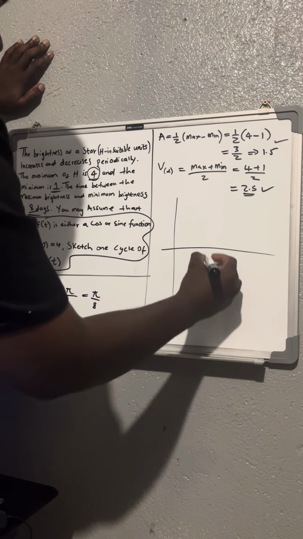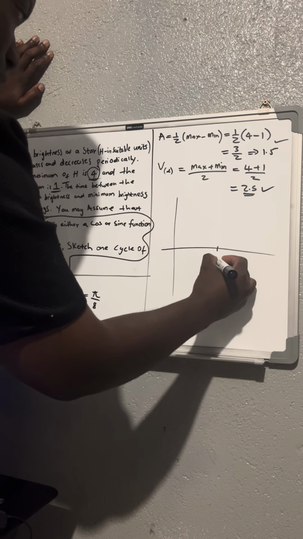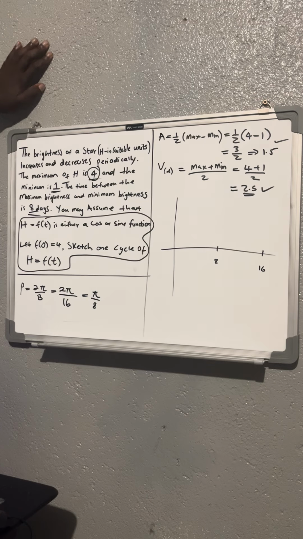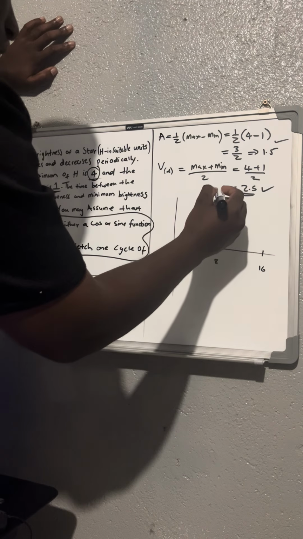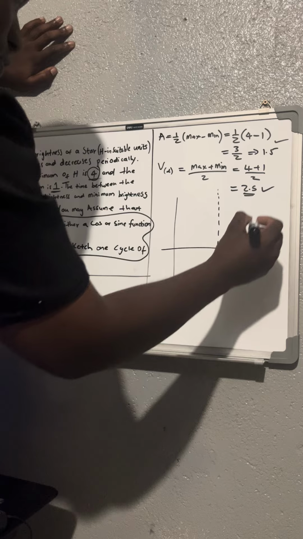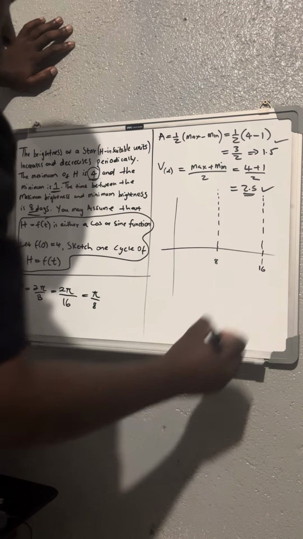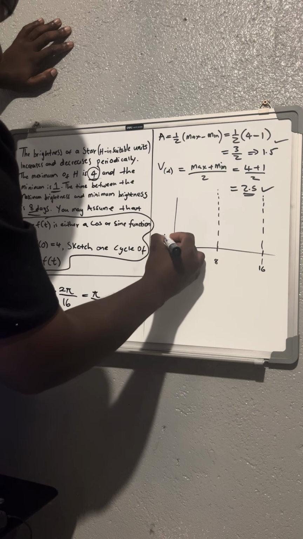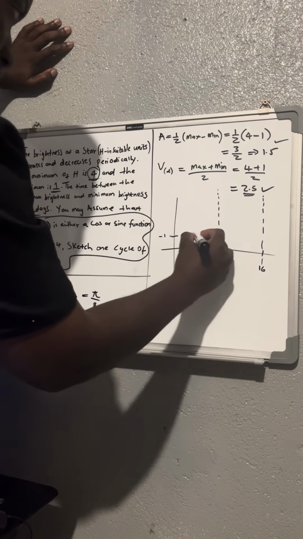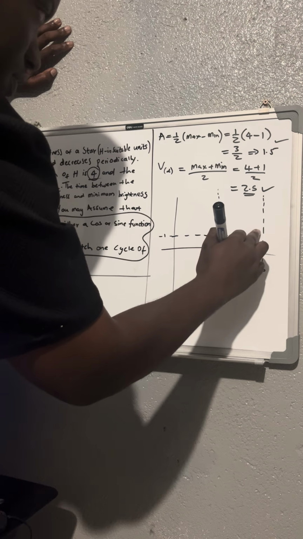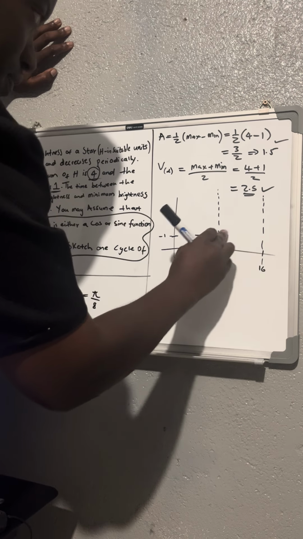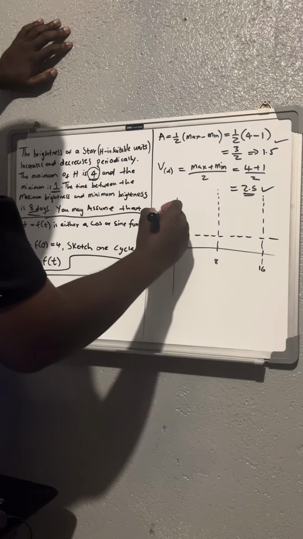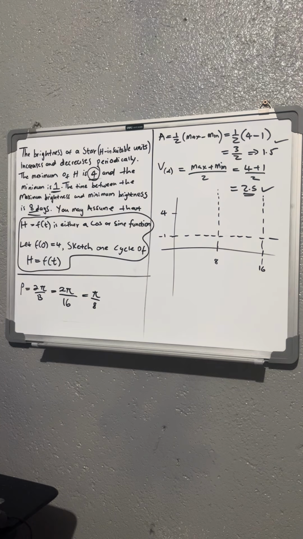We can say here that's where we're going to be having that 8. Here we can say this is where we're going to be having that 16. Then I'm just going to draw the dotted lines like that. Okay, the minimum is 1. I'll just do it like that. Then the maximum is 4, which is there.